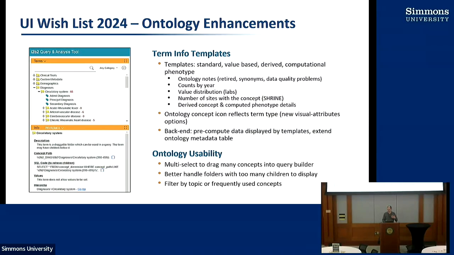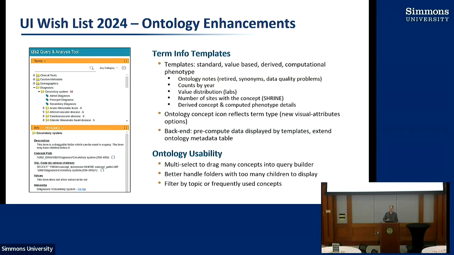There are different kinds of ontology now. There are the basic terms, there are derived terms, there are computational phenotypes, there may be LLM-driven concepts. So modifying those icons slightly to indicate the source might be useful for users. These things aren't just on the front end. They're often back-end functionality that's needed to display this information on the front end.